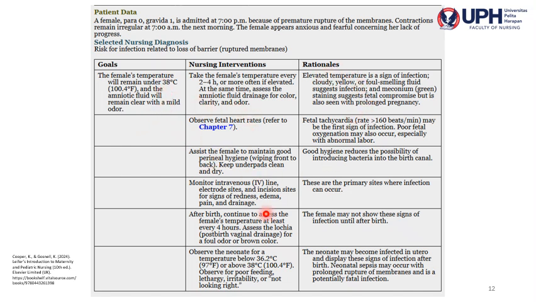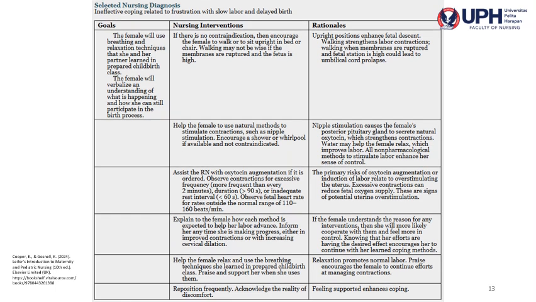And also here we can see the nursing interventions and the rationales that we can perform for the mother, as well as effective coping because of frustration with slow labor and delayed birth. We teach breathing techniques and relaxation techniques, so then the partner can also be prepared during the childbirth, as well as communicate and give information about the progress of the labor, and be there to help the mother during the journey of labor.